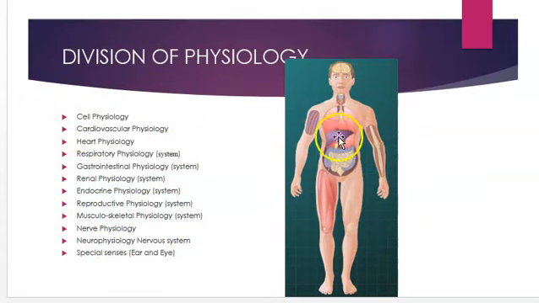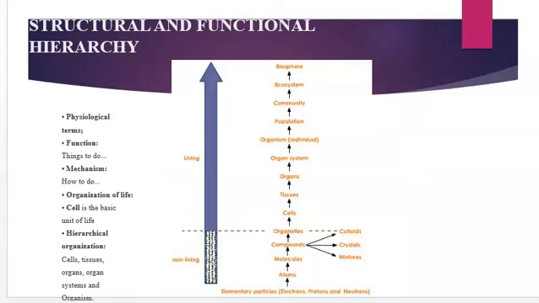This is a human being. It has all these systems in the body. When we study the functioning of the systems, we say that we are studying the physiology of the human. Now, the structural and functional hierarchy.